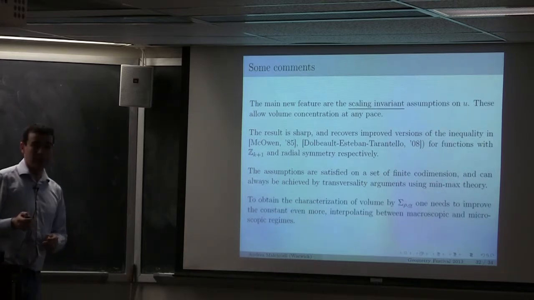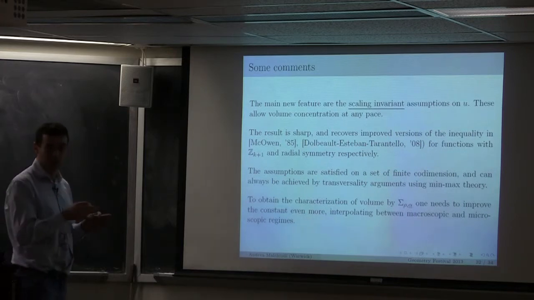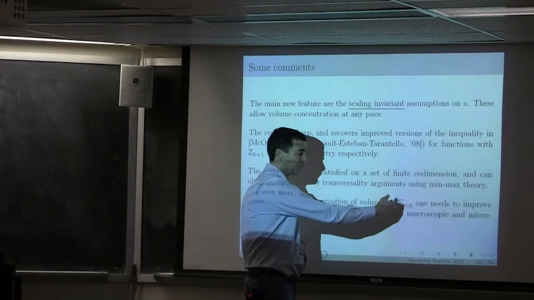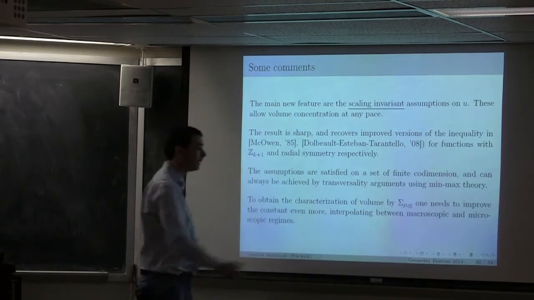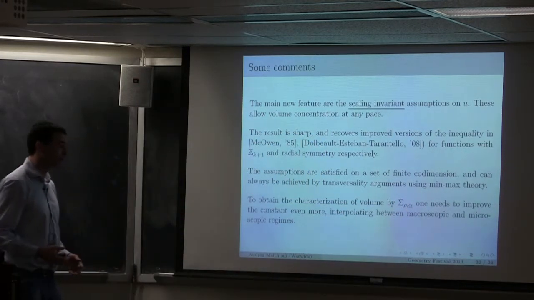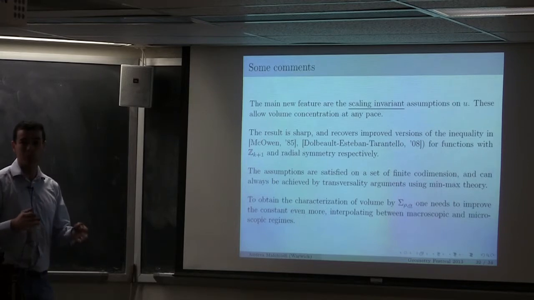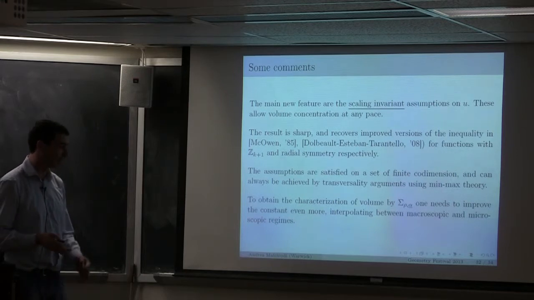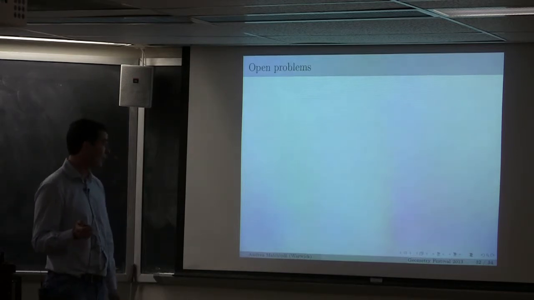Let me say that in general, I just treated one example, but if you really want to see the structure of the full set of measures, Σ_{ρ,α}, you might need to improve the constant even more. So you have somehow to interpolate between microscopic and macroscopic structures, in a sense, regimes.